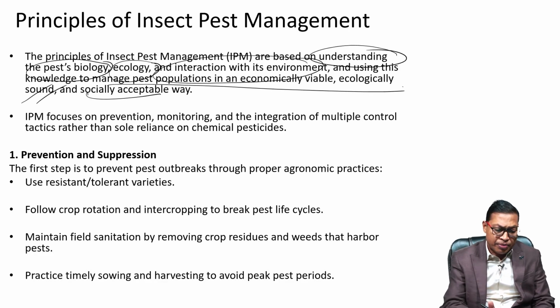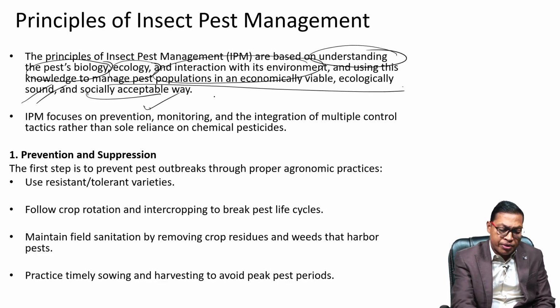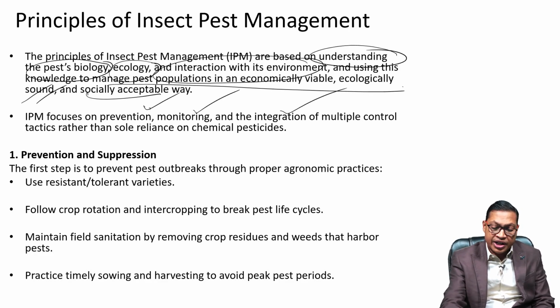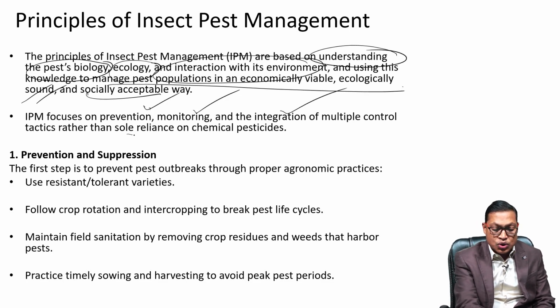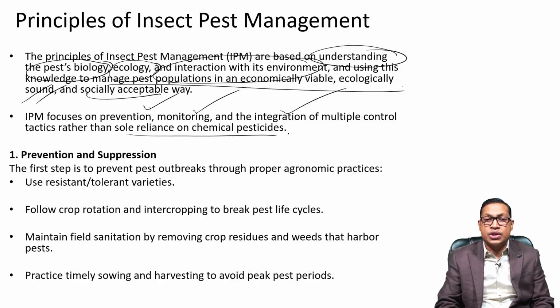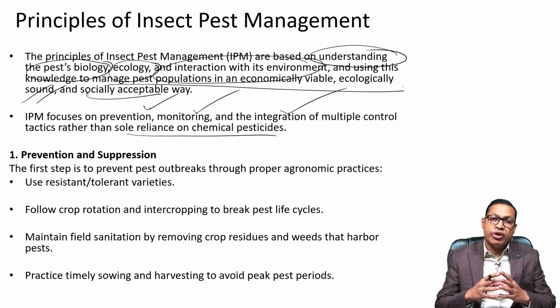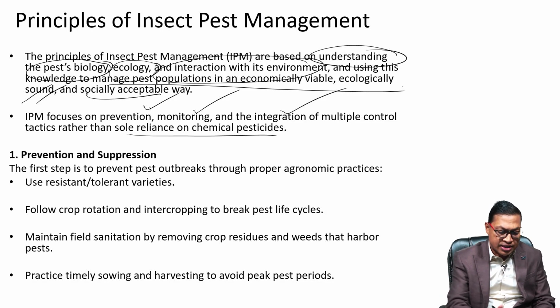So, in integrated pest management, generally we focus on prevention, monitoring, thereafter integration of multiple control tactics rather than sole reliance on chemical pesticides, so that we can save our resources, and we can keep our environment safe by using this integrated manner of insect pest management. So, here first we will discuss prevention and suppression.